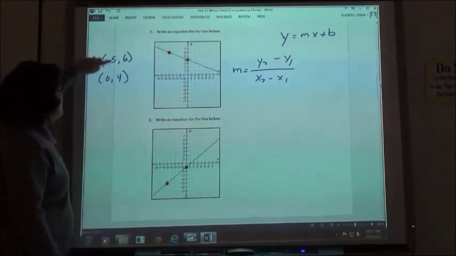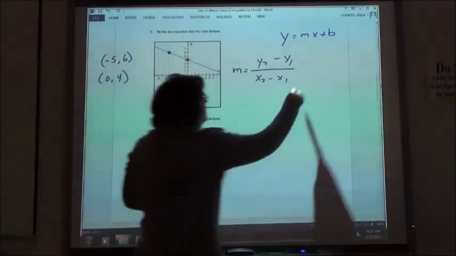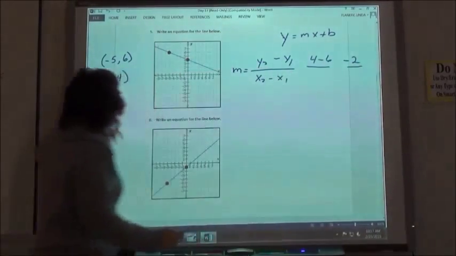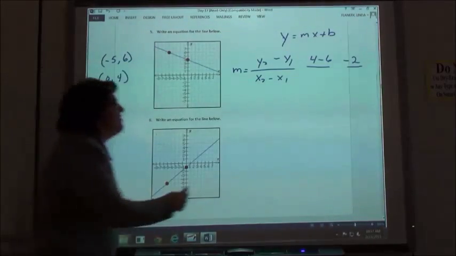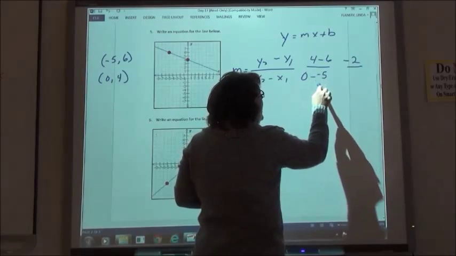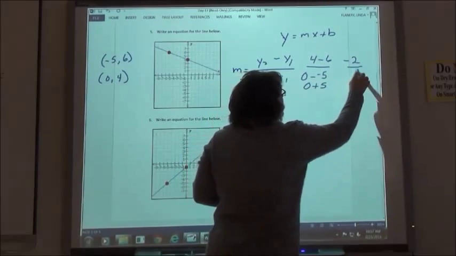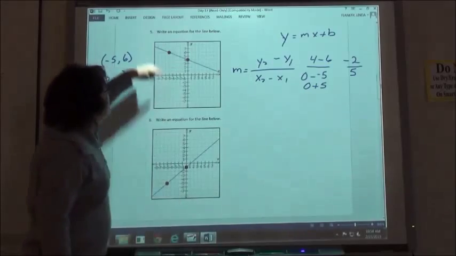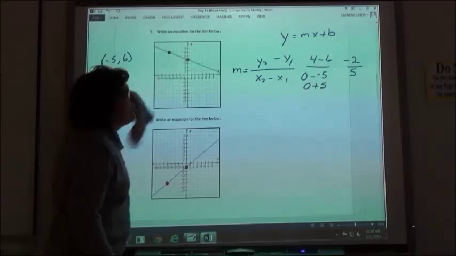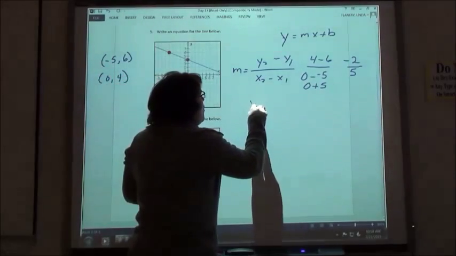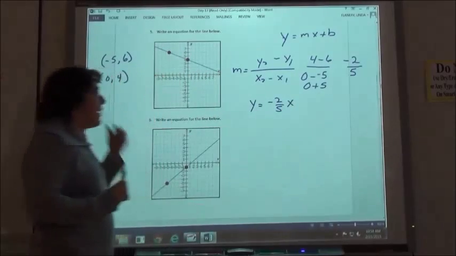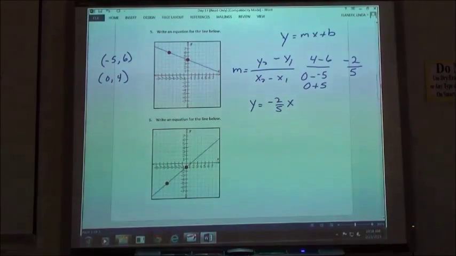So finding my slope, 4 minus 6 would give me negative 2. And 0 minus a negative 5. When I subtract a negative, I end up adding. And 0 plus 5 is 5. Checking my slope, I went down 2 and over 1, 2, 3, 4, 5. Exactly what I did. So we know y is going to equal negative 2/5 x. Make sure that x goes behind that fraction, not down on the bottom with the 5.